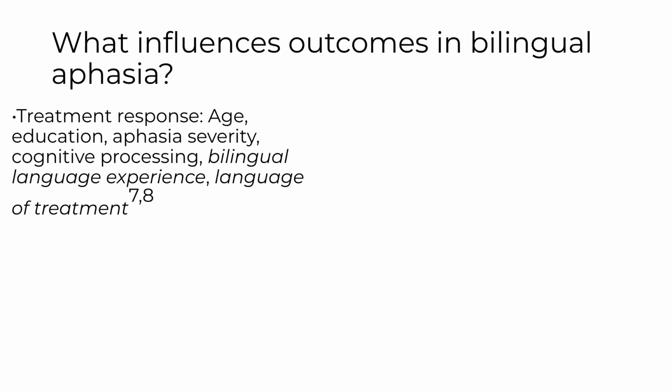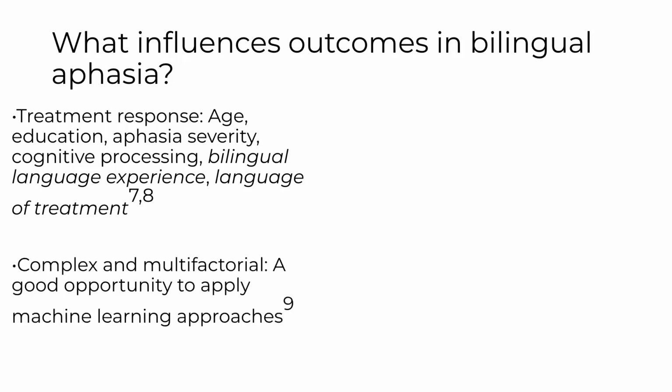And then in relation to bilingual aphasia, we also know that some characteristics regarding their bilingual language experience, for example, at what age they acquired that second language, will affect outcomes. And we also know that the language of treatment will affect outcomes, so whether they're treated in their first or second language, for example.